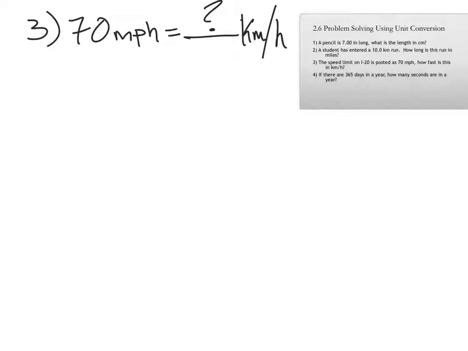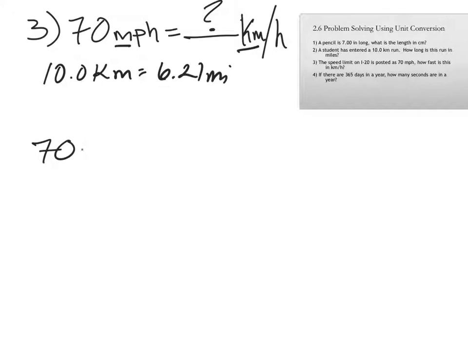Problem 3 here says, the speed limit on I-20 is posted as 70 miles per hour. How fast is this in kilometers per hour? Well, in the very previous problem, we just found out the conversion between 10 kilometers and miles. So if you remember that, 10 kilometers equals 6.21 miles. We're converting it from miles to kilometers in this case.